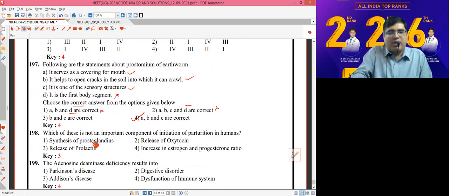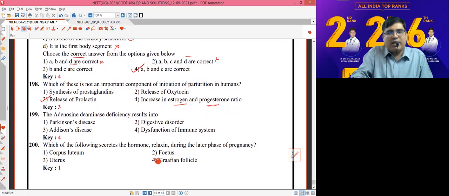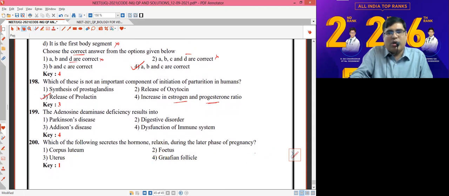Here we go with the next. Which of these is not an important component of initiation of parturition in human? Okay, then in that case the release of prolactin is the answer, because prostaglandins and oxytocin are both directly correlated with causing contraction during parturition, and of course the ratio of estrogen and progesterone plays a vital role as well. Now adenosine deaminase deficiency results in, again a very very important question, dysfunction of the immune system, right? It was first observed in a 4-year-old girl.